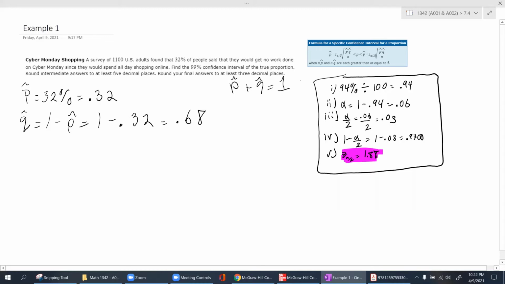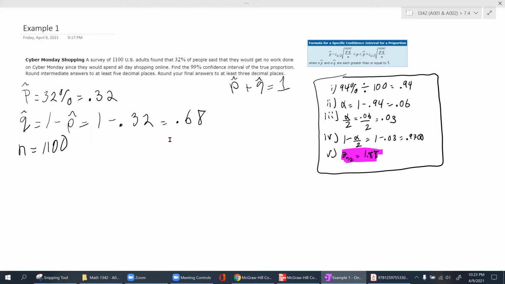Okay, very nice. So these are values I've been able to differentiate from what was given, as well as my sample size. I see here that my sample size is 1100. Let's get right into it. We're going to use the formula for a specific confidence interval for a proportion.